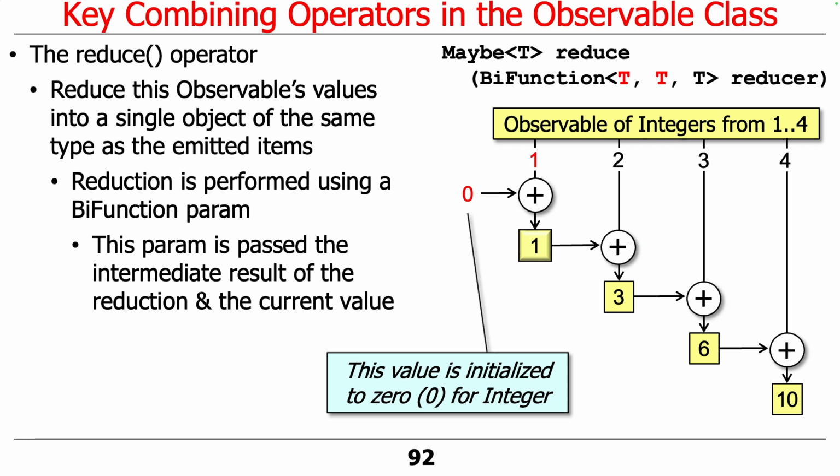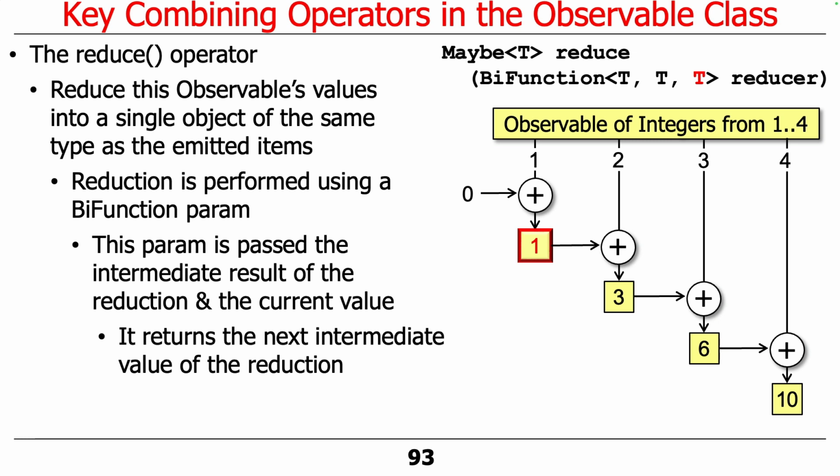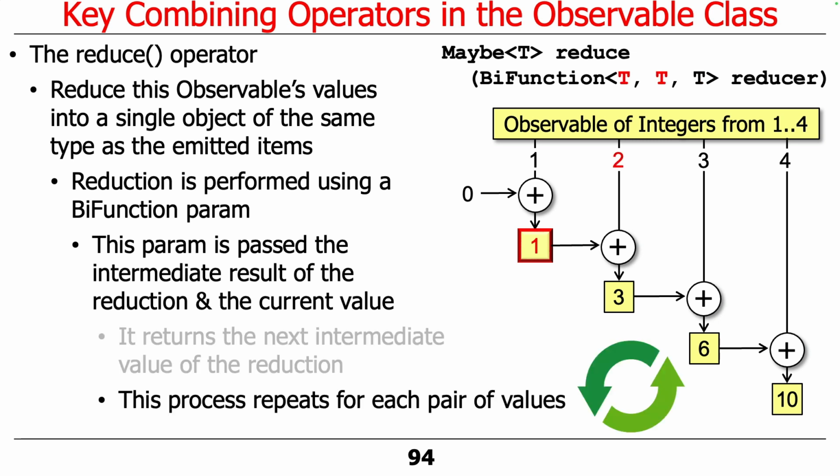0 plus 1 is 1. 1 plus 2 is 3. 3 plus 3 is 6. 6 plus 4 is 10. That's a simple example of reducing by addition. So it'll return the intermediate results, and this process continues till you get the final reduced result, which in this case would be 10.